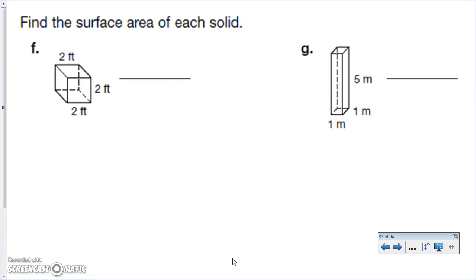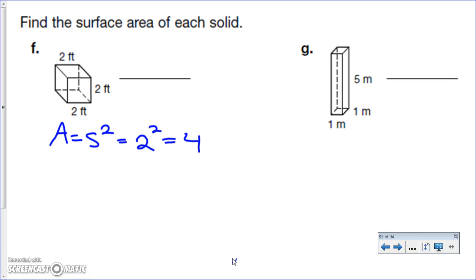All right, for F and G, we need to find the surface area of each solid. Starting with F, if we look at it, we notice that all 3 dimensions are the same. The length, the width, and the height are all 2 feet. That means all 6 sides are exactly the same size, so we're dealing with a cube. So the area of one side for a square, we know area equals side squared. So we're going to plug that in and put our 2 in there. And 2 squared, which is 2 times 2, equals 4.